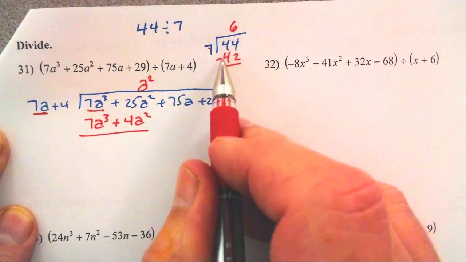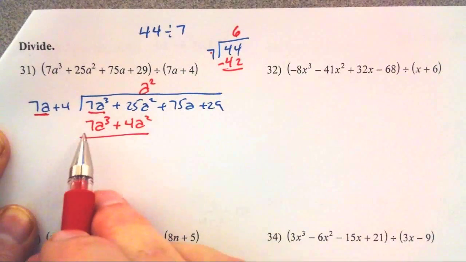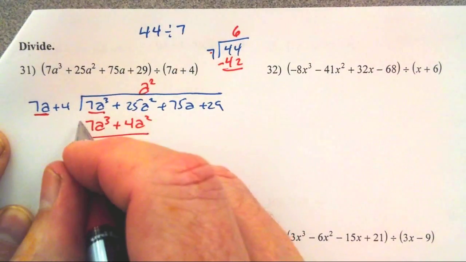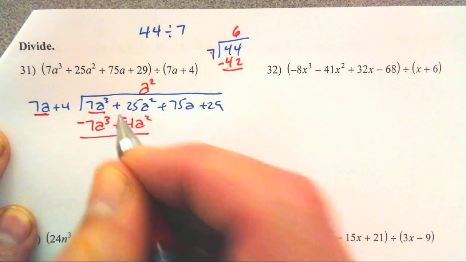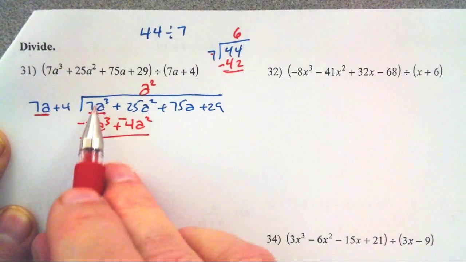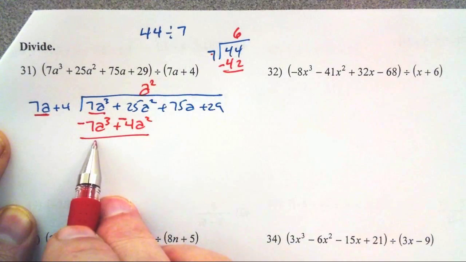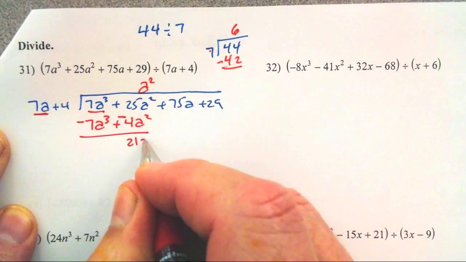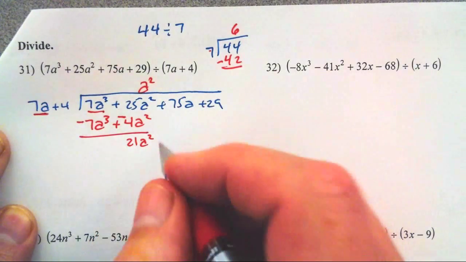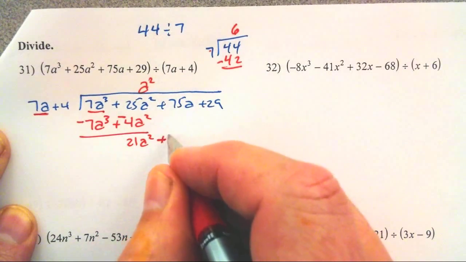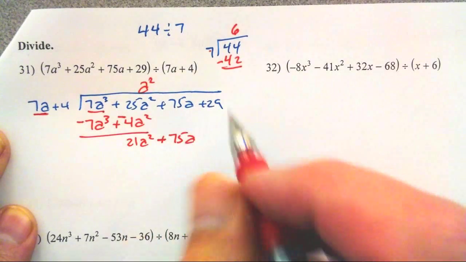What did I do next here? I turn that into subtraction. This is positive and positive, so I turn this into minus and minus. The a cubes cancel, they better, that was our purpose. I get 21a squared. Bring down a plus 75a. That's the next thing I would do.